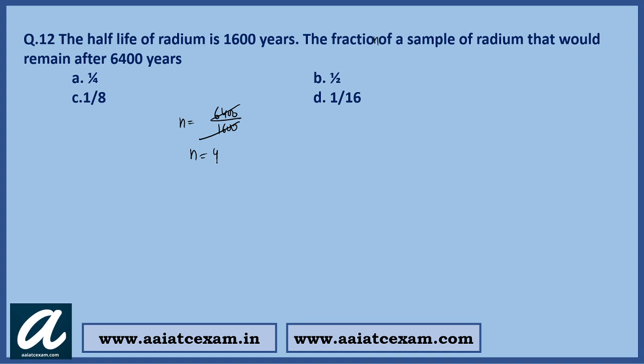If I use directly the formula that N by N naught is always equal to 1 upon 2 raised to the power n, so just substitute N by N naught. This should be equal to 1 upon 2 raised to the power 4. This is 1 upon 16, students. So N by N naught should be equal to 1 upon 16. So your answer is 1 upon 16. Your option is D. I hope so, students, you got this question.